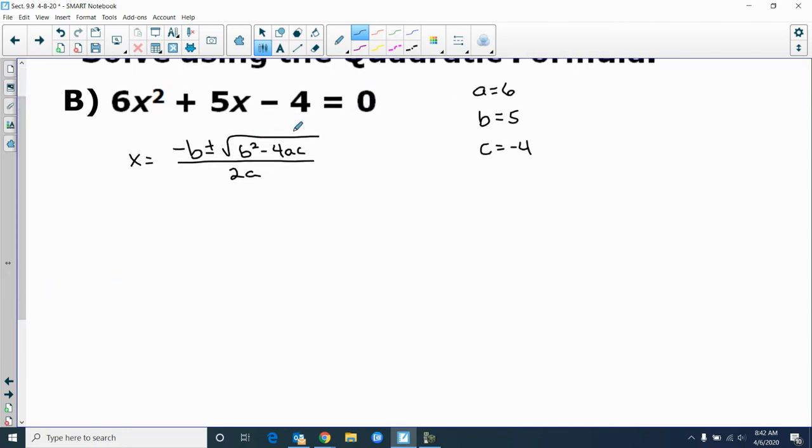Now it's a case of substituting in and just making sure we don't make any mistakes with the math. Opposite of B, B is 5. That becomes a negative 5. 5 squared. If there's no negative, I don't absolutely have to have parentheses. It never hurts, though, to have them. A is 6. C is negative 4. Really got to watch your positives and negatives here. And then 2 times A becomes 2 times 6.